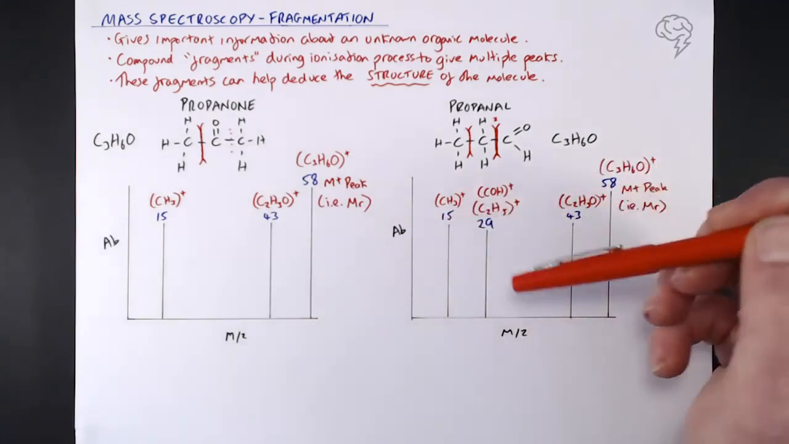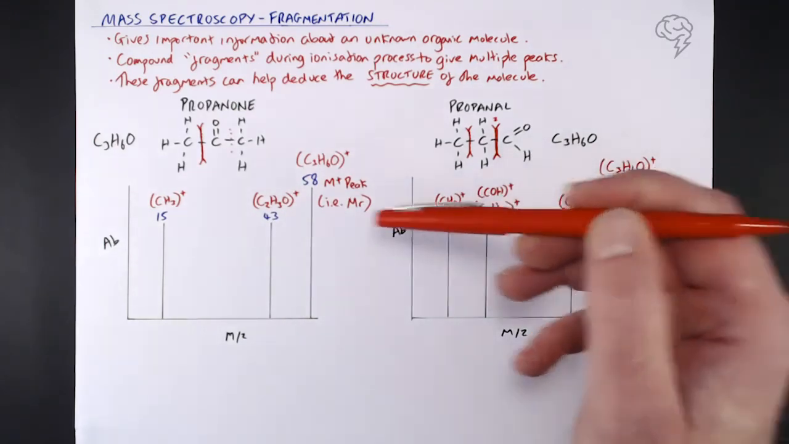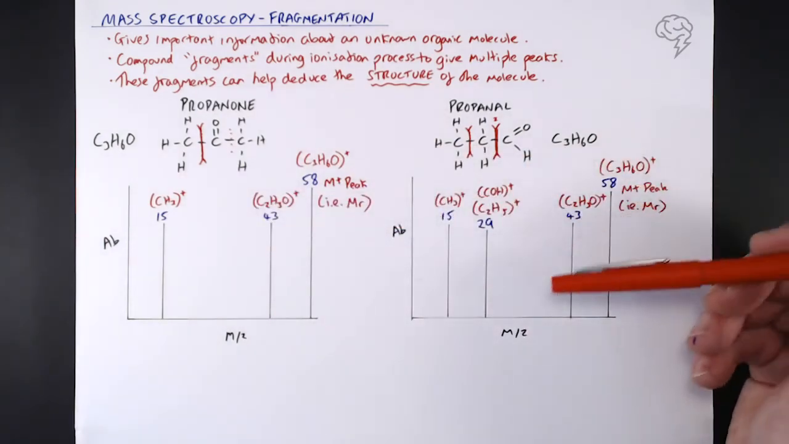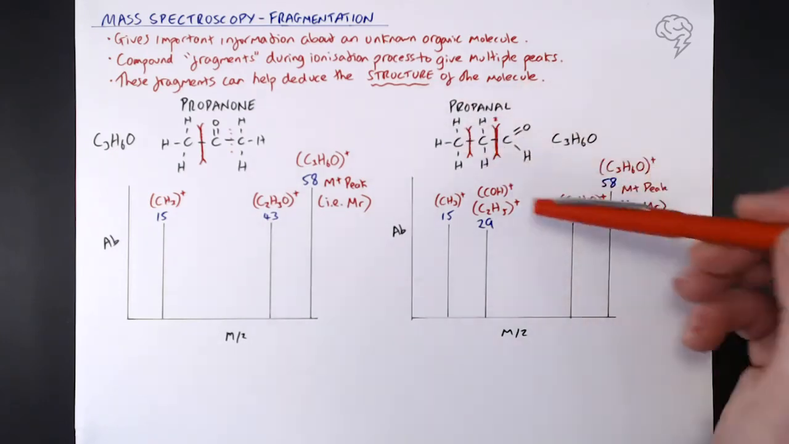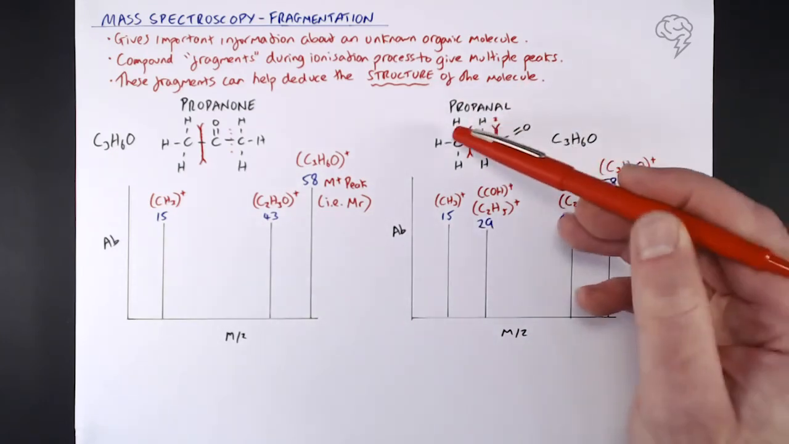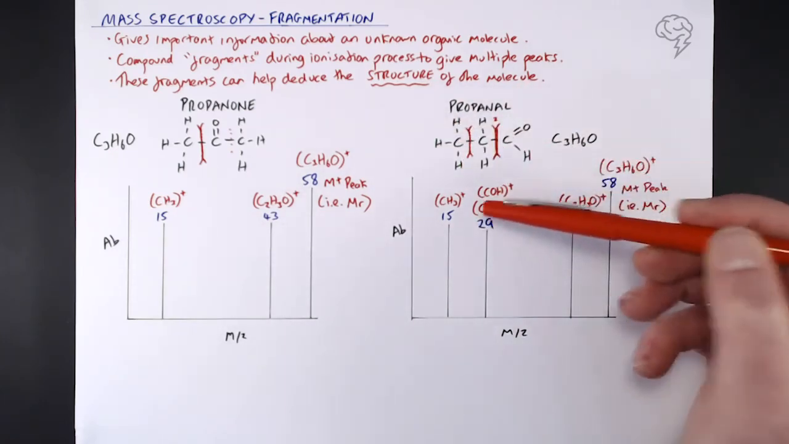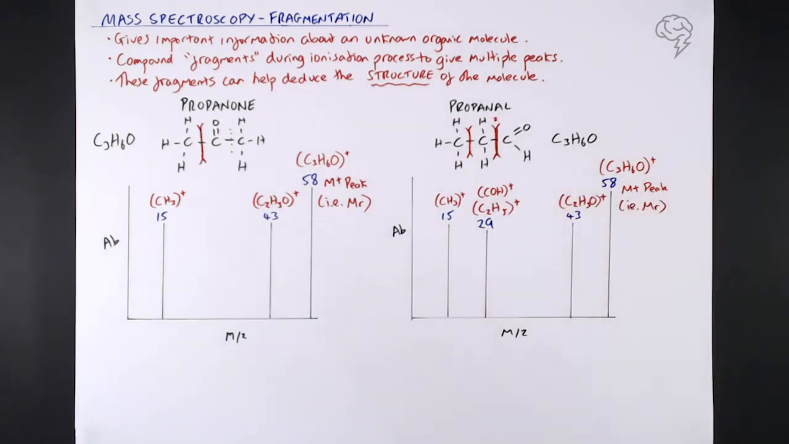And that's a really important skill you've got to have, identifying these fragments. Sometimes it's just a case of trial and error. Oh, I've got a peak at 29. What's causing that? Look at your molecule and see if you can figure out which atoms get broken off to cause that peak. So, in summary, what have we got?